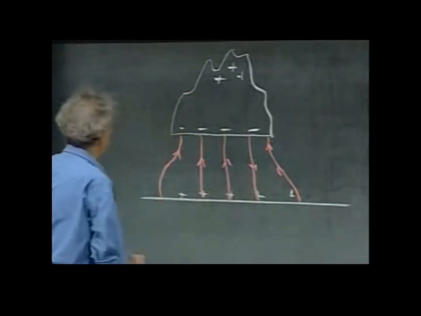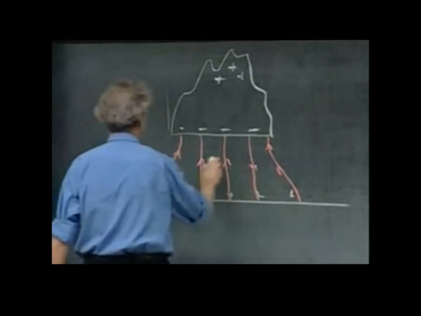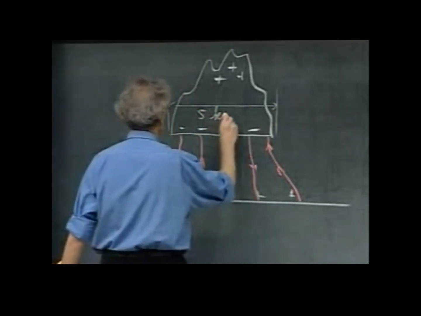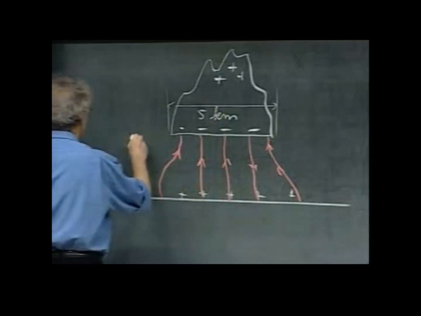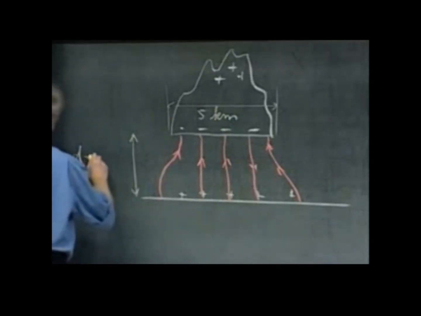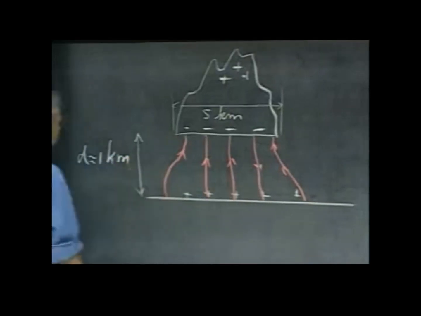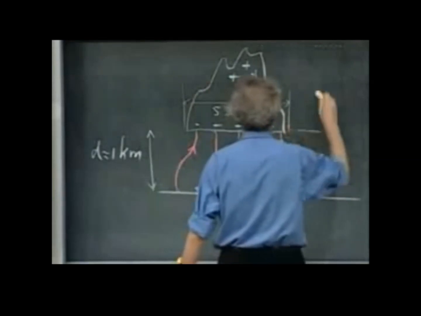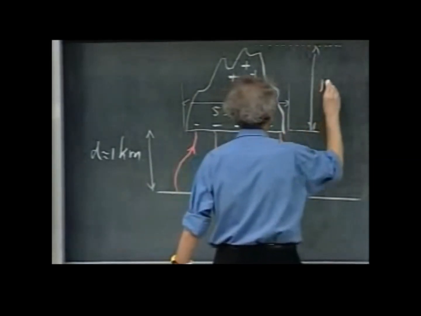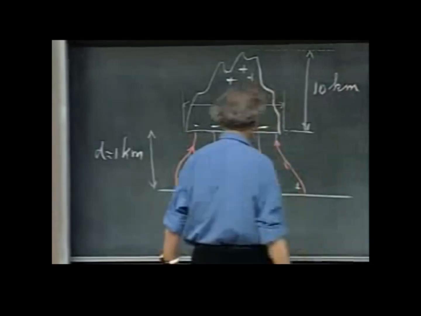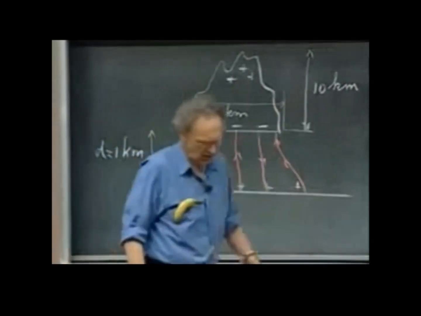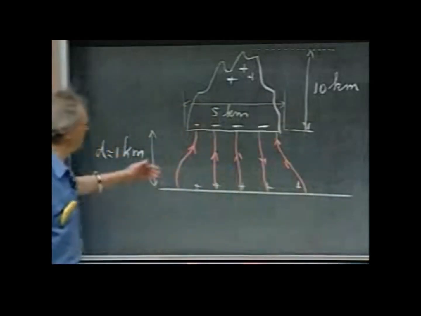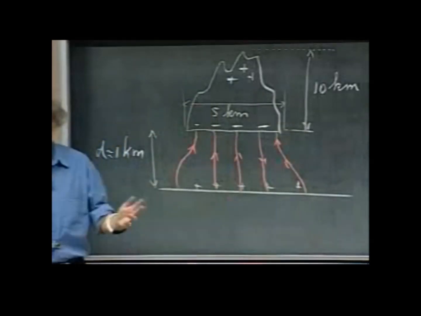I'll give you some dimensions. This may be something like 5 kilometers. This vertical distance, d, is about 1 kilometer. These are typical numbers, of course. It can vary enormously from thunderstorm to thunderstorm. And this height is something typically like 10 kilometers. And this allows us now to make some very interesting calculations, to get some feeling for the potential difference between the cloud and the Earth.